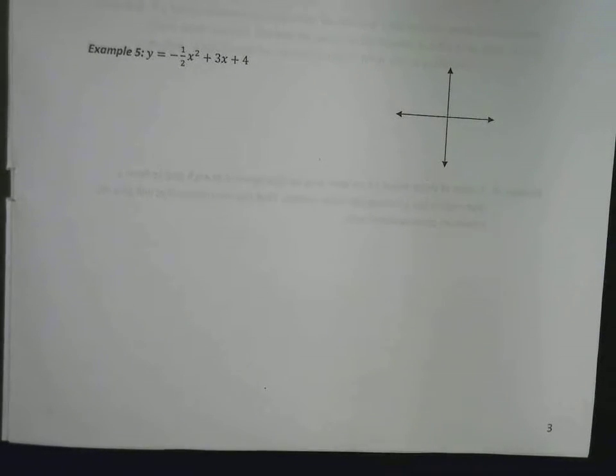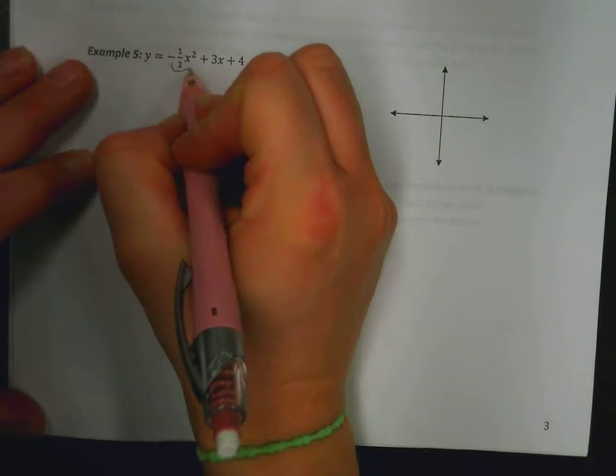All right, completing the square again, including fractions. So the process is no different. You're just kind of forced to work with some fractions here. So again, we're going to look at these first two terms.